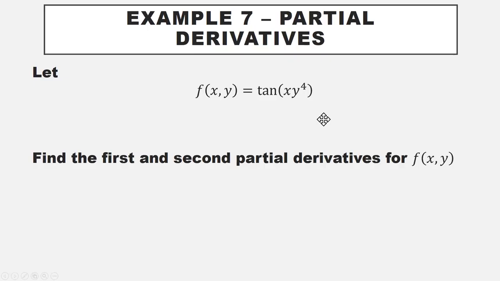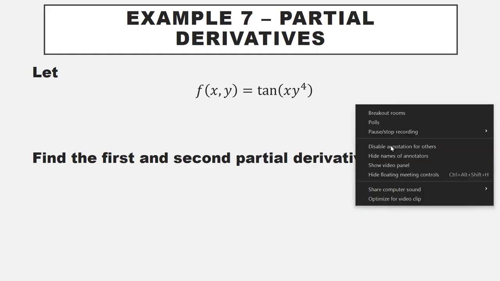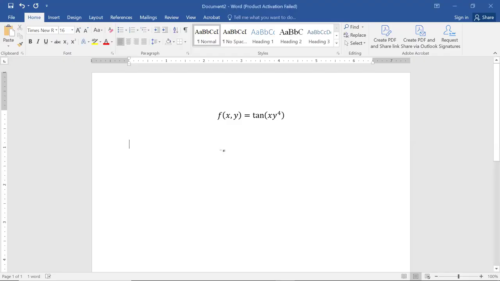Now, let's do another example. This one we haven't done before. So let's take the first and second partial derivatives for this function. F of xy equals tangent of x times y to the fourth. We'll take the first and second partial derivatives. We don't need to plug anything in this instance. On this one, we're going to have to do a little bit more computation than we did in our first three.